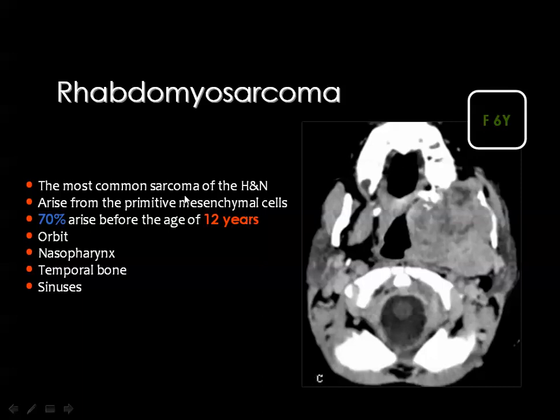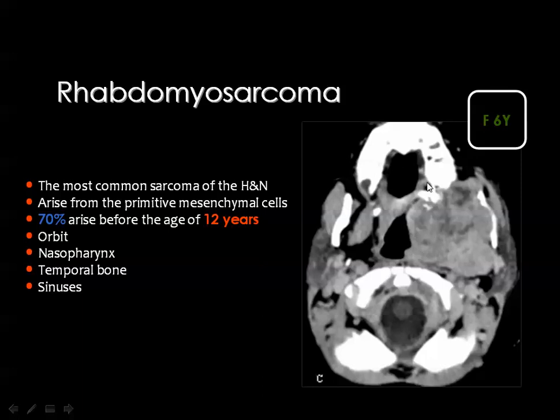Rhabdomyosarcoma is considered the most common sarcoma of the head and neck. It arises from primitive mesenchymal cells, and most of the lesions are seen around the age of 12 years. It can occur in the orbit, in the nasopharynx, in the temporal bone, as well as in the paranasal sinuses. If you look at this child, 6 years old, you see a big mass infiltrating the wall of the pharynx, encroaching on the parapharyngeal fat, and the mass is medial and anterior to the parapharyngeal fat.